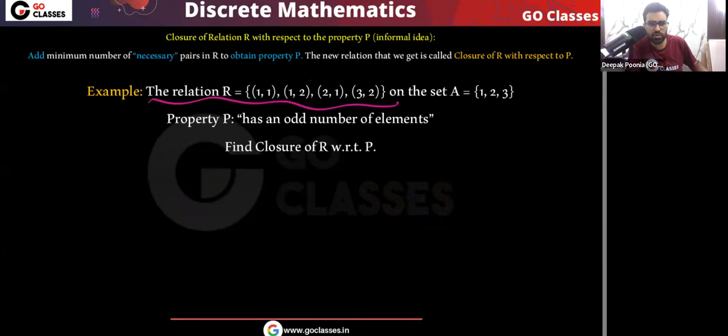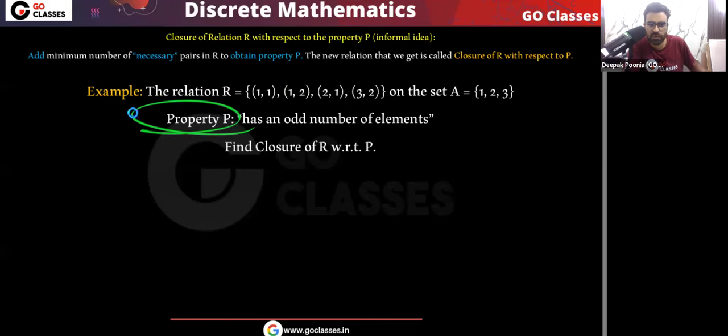The relation is given to you. This is the relation which has how many elements? In the relation, how many elements do we have? 1, 2, 3, 4. 4 elements are there. In every relation, every element is an ordered pair. So basically, these are the 4 elements. So what is the cardinality of R? That is 4. That is an even number.